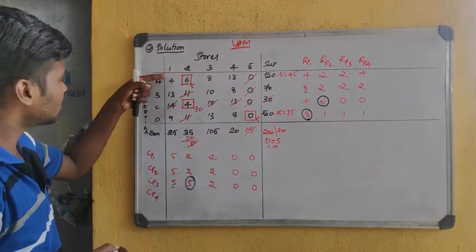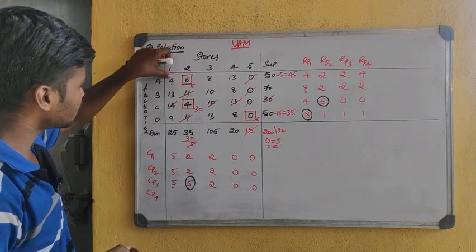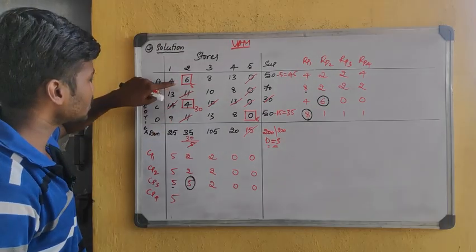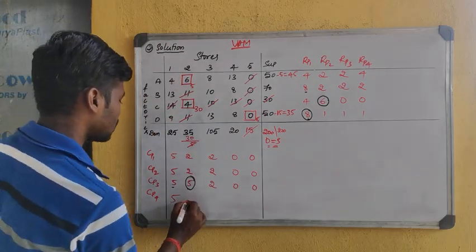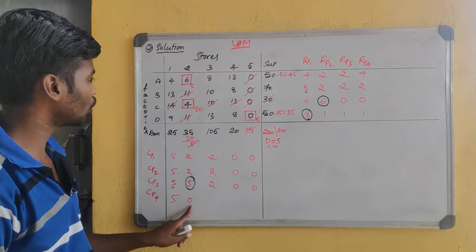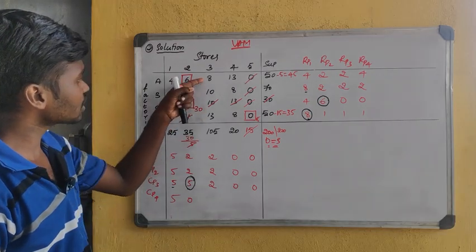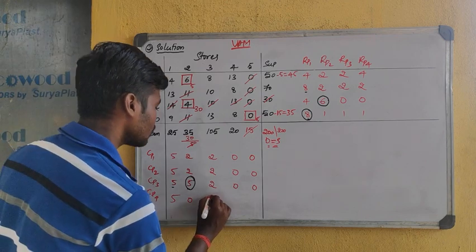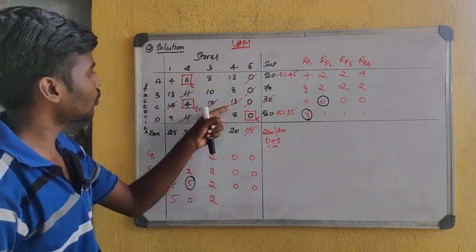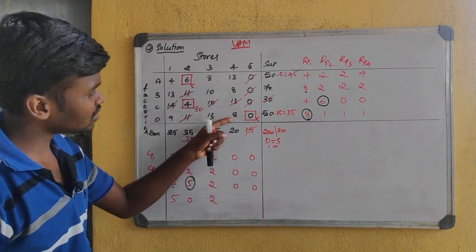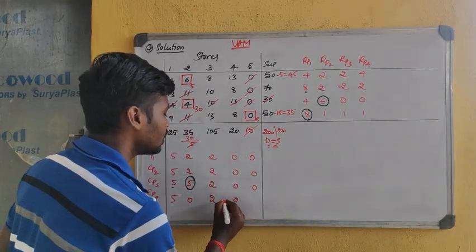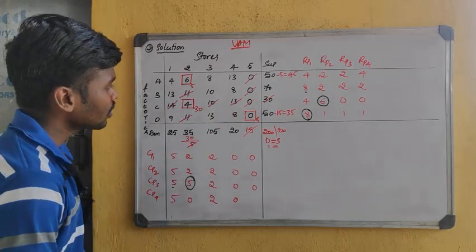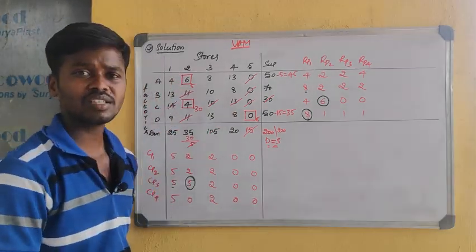Next, the column penalties. First list is 4 and second list is 9, so the difference is 5. Next, in the second column there are no numbers left, hence the penalty will be 0. In the third column, first list is 8 and second list is 10, hence the penalty will be 2. In the fourth column, first list is 8 and second list is also 8, hence the penalty is 0. In the fifth column all costs are cancelled, hence the penalty will be 0.